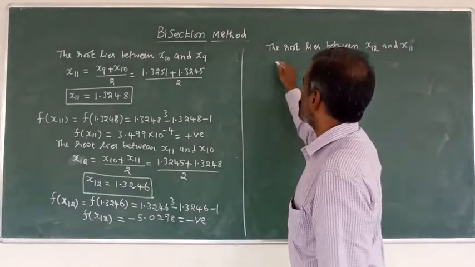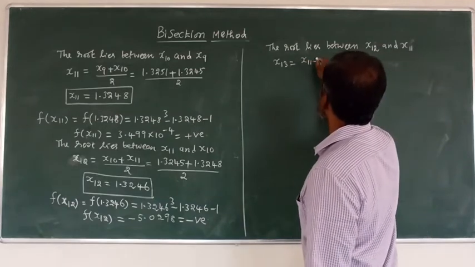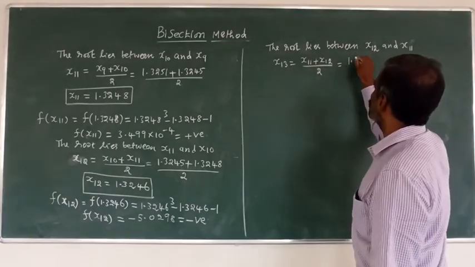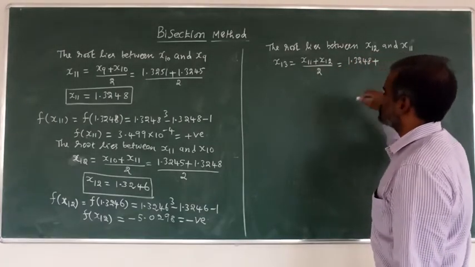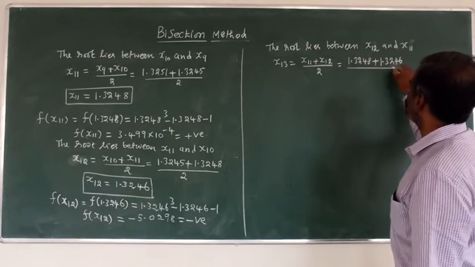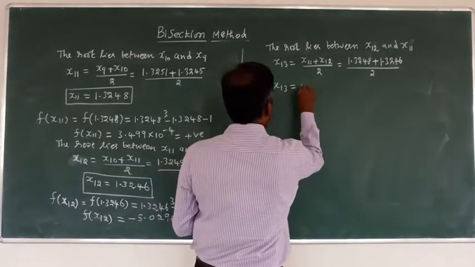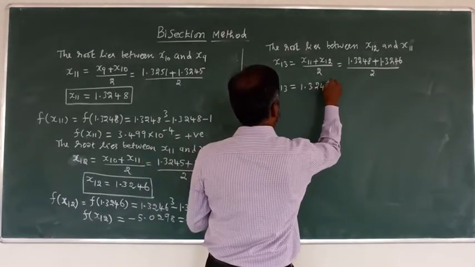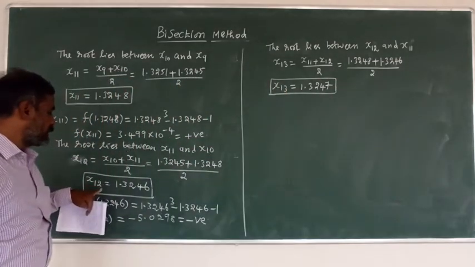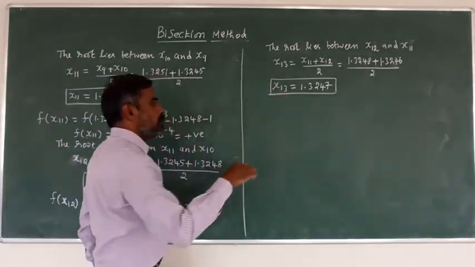Next iteration: x13 equals the average of these two, x11 plus x12 divided by 2. x11 value 1.3248 plus x12 value 1.3246 divided by 2. We get the result x13 as 1.3247. Now compare x13 with x12. Almost the same but the last digit is not the same, so we have to do another iteration.